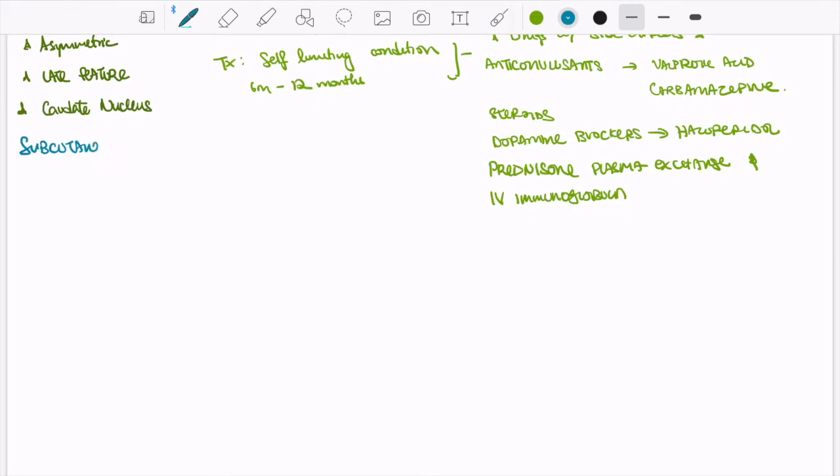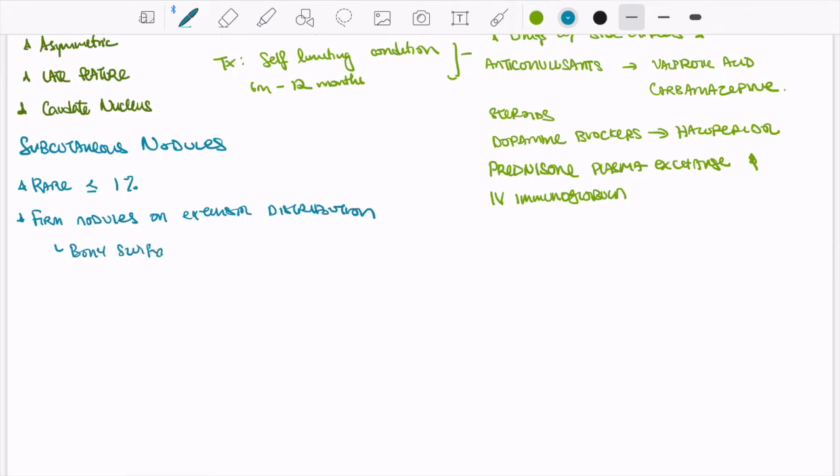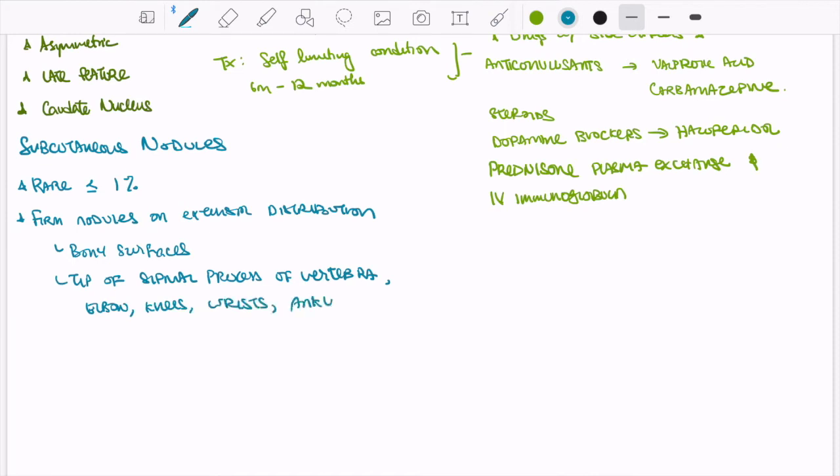Subcutaneous nodules are quite a rare manifestation of rheumatic heart disease, and so the presence of firm cutaneous nodules in an extensor distribution is highly suggestive of rheumatic heart disease. Sites involve bony surfaces such as the tip of the spinal processes of the vertebra, elbow, knees, wrists, ankles, and the occipital bone.